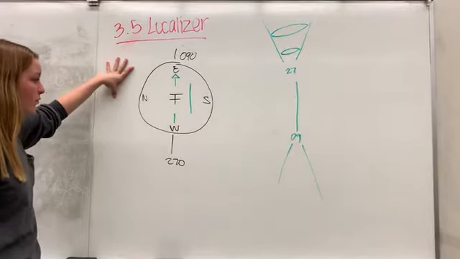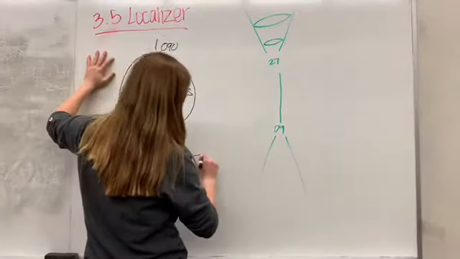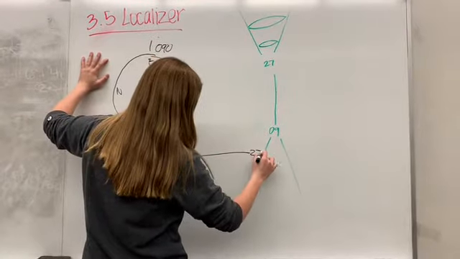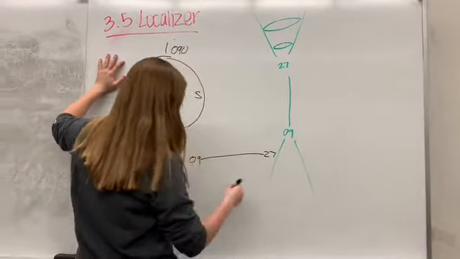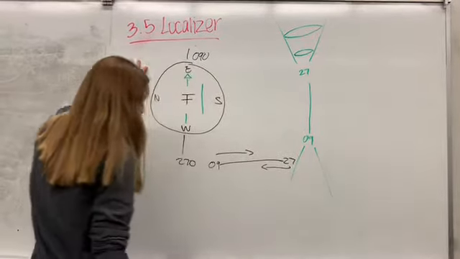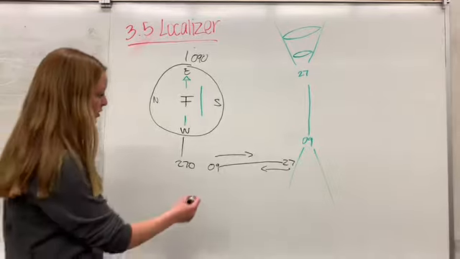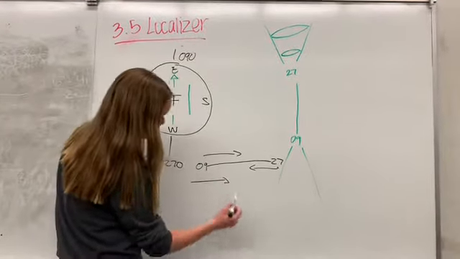So we know that we're looking at this. I'm going to draw it sideways so you guys can see. This is runway 27 going this way and 090 going this way. So if we know that we're on the 090 radial, that means we're heading this way.